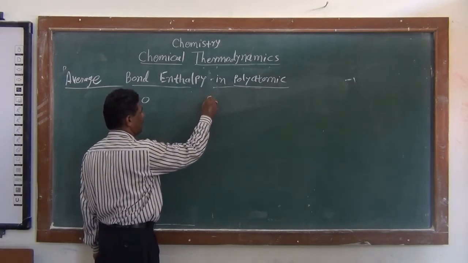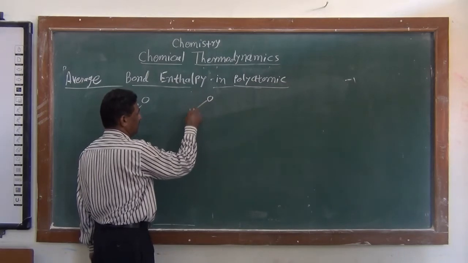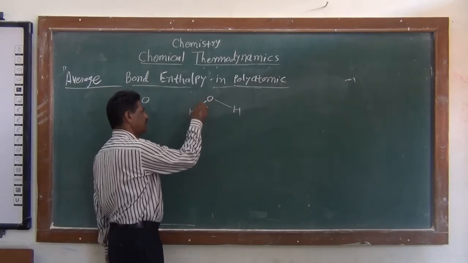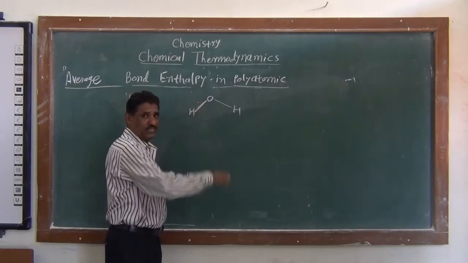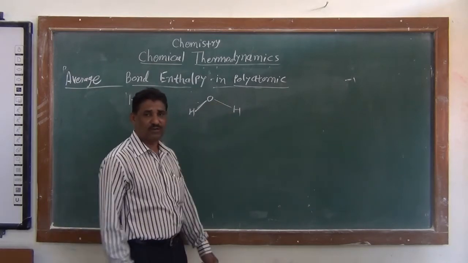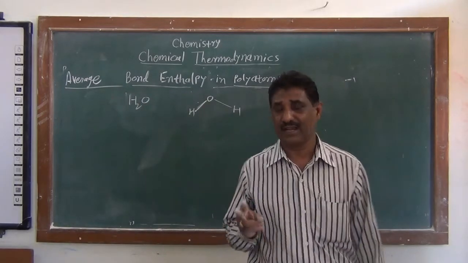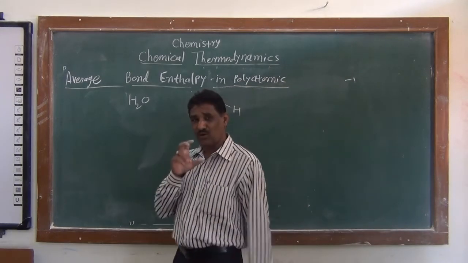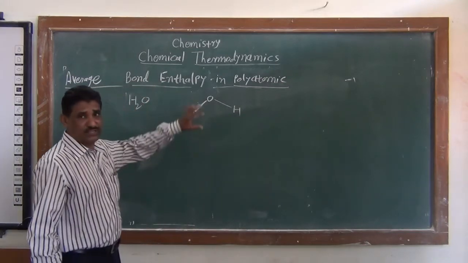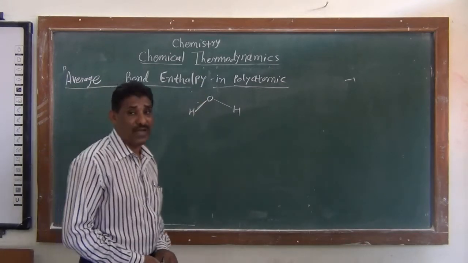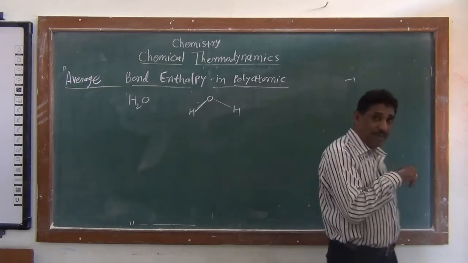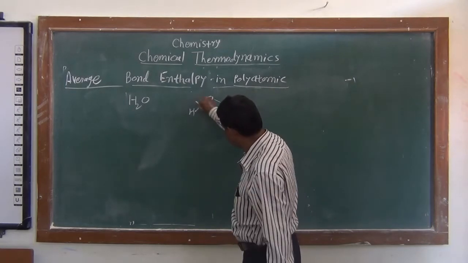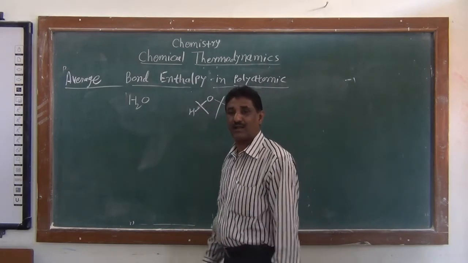Here, this is the oxygen at the center, and here H, and here H. This is one OH bond, and this is the other OH bond. The water molecule contains 2 OH bonds, and both OH bonds are equivalent, but the amount of energy required to break these bonds is not similar.